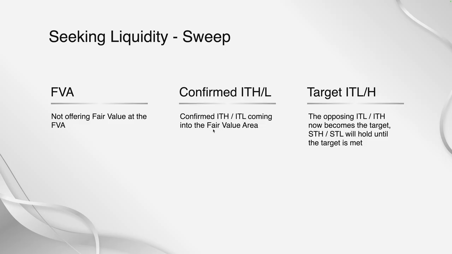Okay, what does that mean? That's quite interesting. That is where we're going to now look at how we can confirm an intermediate term high or intermediate term low. Target intermediate term low or intermediate term high. The opposing intermediate term low or intermediate term high now becomes the target. Short term high, short term low will hold until the target is met. So what does this look like in the chart?